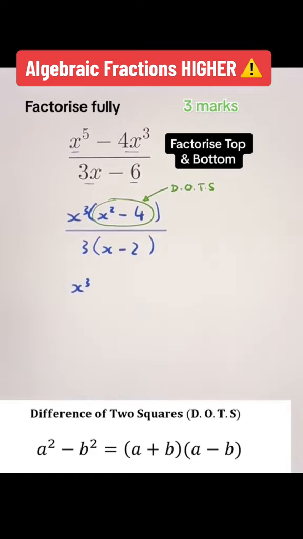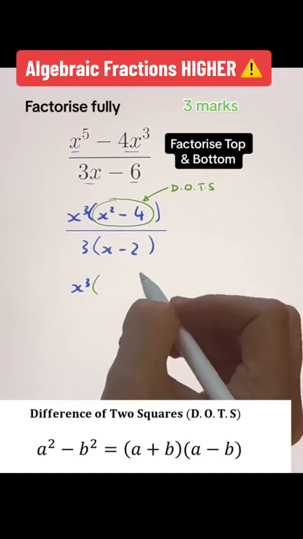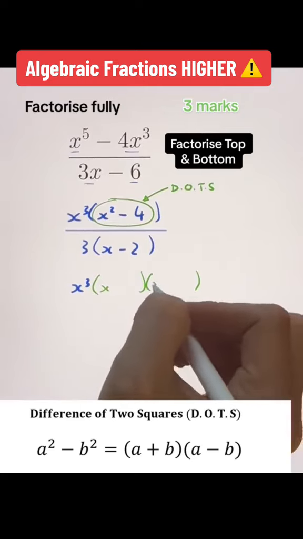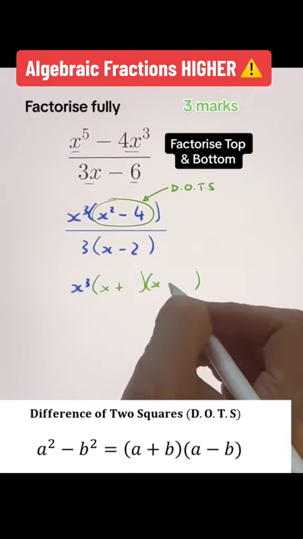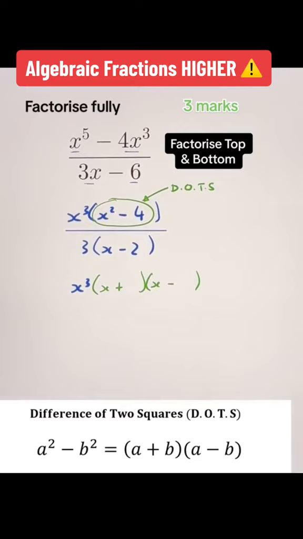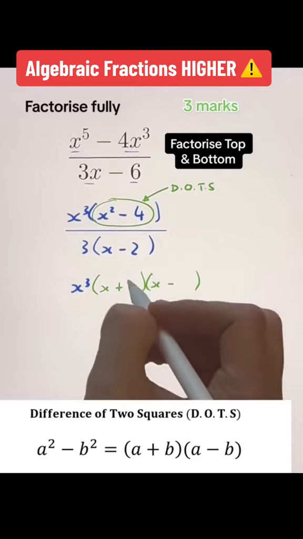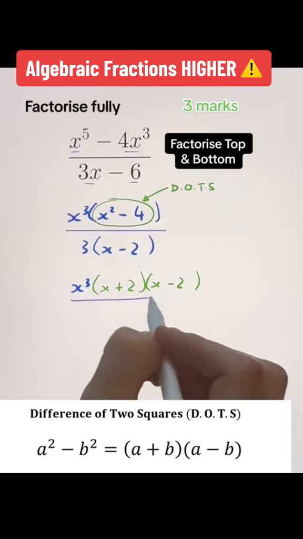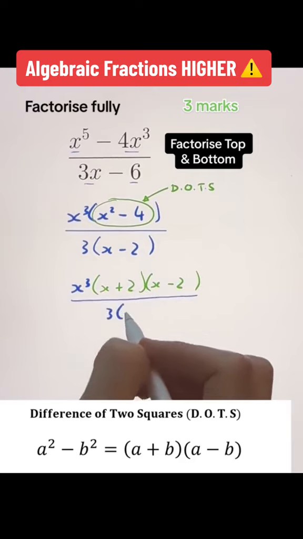I can rewrite x squared minus 4 in terms of difference of two squares, i.e. double brackets. What multiplied by itself gives you x squared will be x and x. One will have a plus and one will have a minus in any order. Now what number multiplied by itself gives you 4, or the square root of 4, is simply plus 2 and minus 2. And on the bottom I still have 3 and in brackets x minus 2.